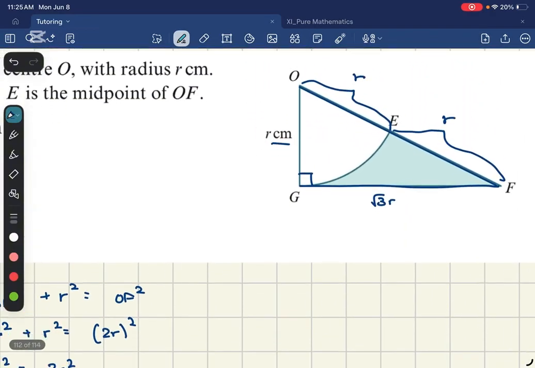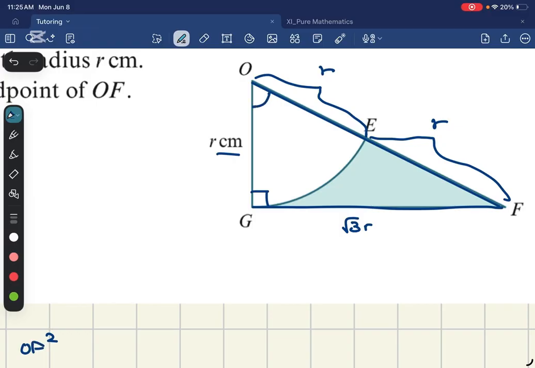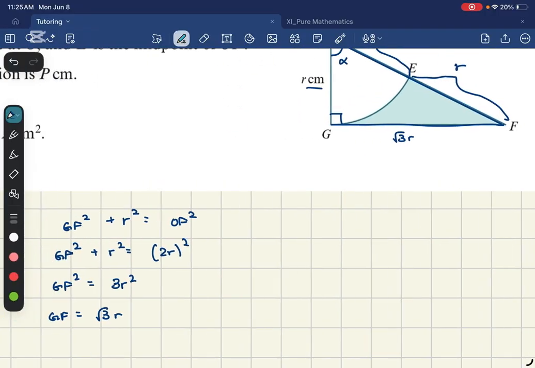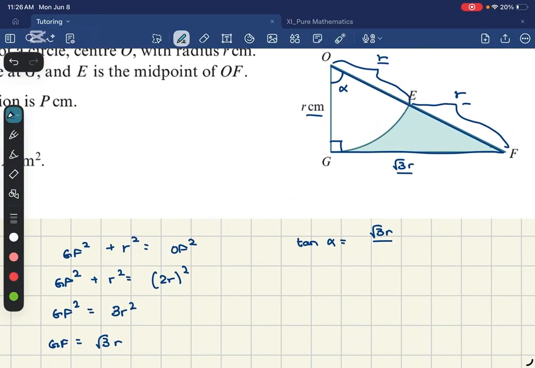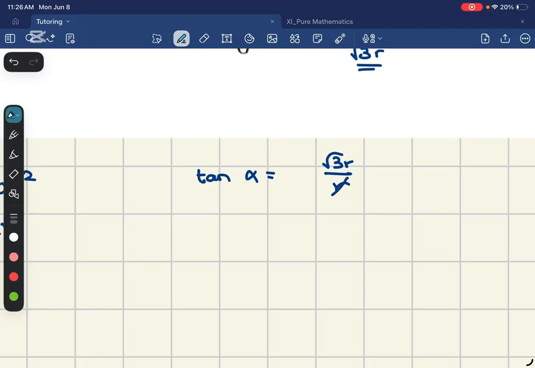So what is the perimeter of the shaded region? We need this angle, right? What is that angle going to be? Because this is a right angle triangle, we can call that angle alpha, and we can take the tan of alpha, which is opposite over adjacent. Sorry, it's going to be root 3R opposite over adjacent, which is R. So that is tan alpha. And R cancels out, so you get tan alpha is square root of 3.